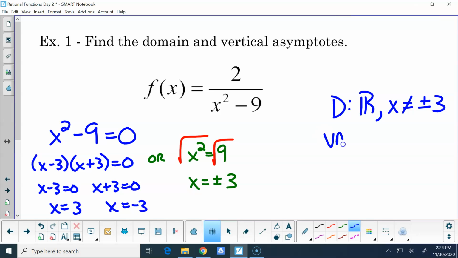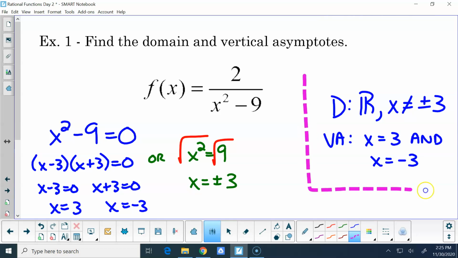For my vertical asymptotes, there's 2 of them, and I have to list them separately. I cannot use the plus or minus when I'm listing my vertical asymptotes. I write them out separately. It'll take an extra 2 seconds, but we still write them out separately. Okay? And those are my domain and my 2 vertical asymptotes.